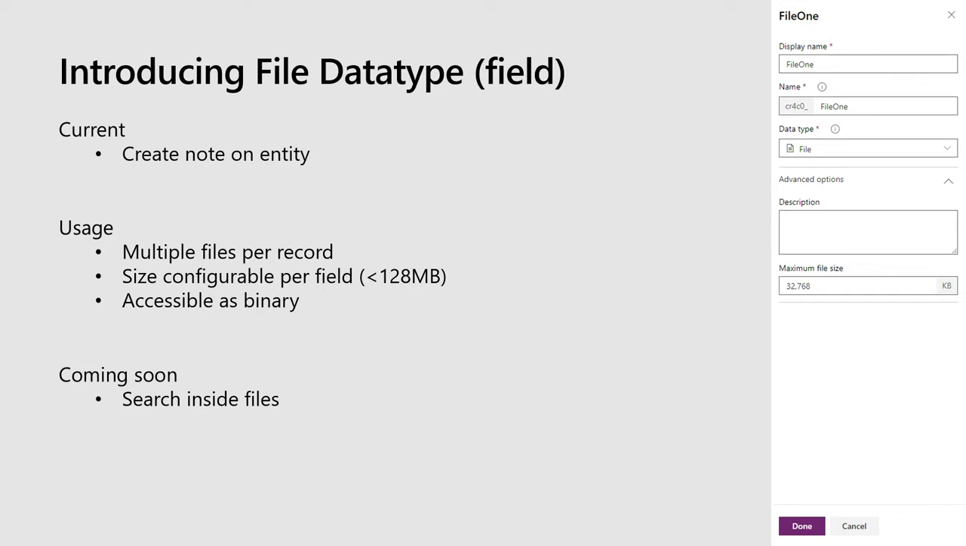We are configurable per field, and it is up to 128 megabytes. You will be able to access those files as binaries. You are no longer required to have an encoding, decoding step, which is not very nice to anybody, not your systems, not our systems. And coming soon, at some point, you will be able to search inside the files for a particular string. We will be using Azure Search to set it up.